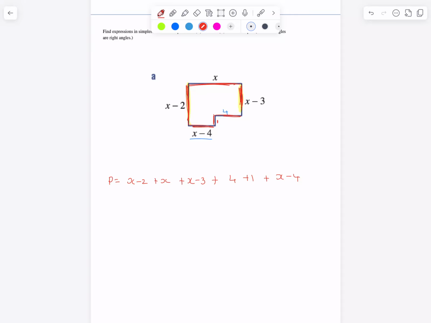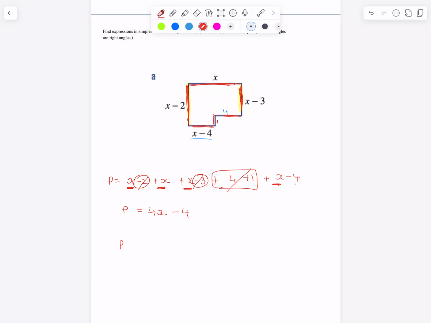Okay, let's collect like terms. So we've got x plus x plus x plus x. So 1x plus 1x plus 1x plus 1x is 4x. And then we've got minus 2 minus 3, which is minus 5. And then you've got plus 5 over here, plus 4 plus 1, so they cancel. And then you've got minus 4. So our perimeter is just 4x take 4.